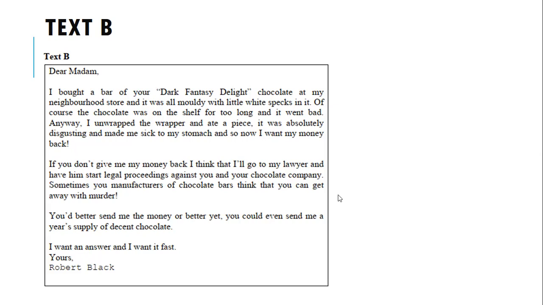Sometimes you manufacturers of chocolate bars think that you can get away with murder. You better send me the money, or better yet, you could even send me a year's supply of this chocolate. I want an answer, and I want it fast. Yours, Robert Black.